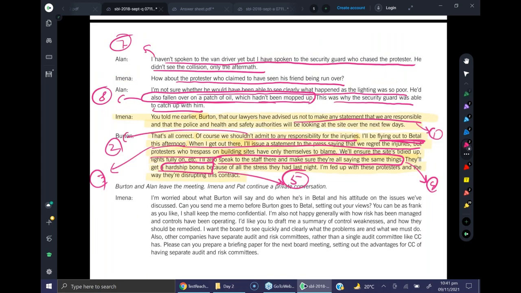Okay, Burton and Alan leave the meeting. Amina and Pat continued a private conversation. Amina, I'm worried about what Burton will say and do when he is in Beetle and his attitude on the issues we have discussed. Can you send me a memo before Burton goes to Beetle setting out your views? You can be as frank as you like. I shall keep the memo confidential. I'm also not happy generally with how risks have been managed and controls have been operating. So can I say, had there been a risk committee, the risks of this project would have been better handled?